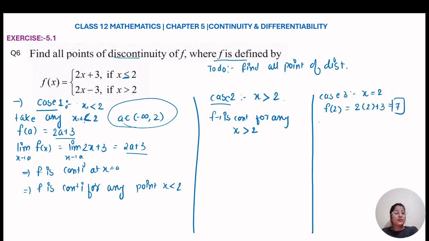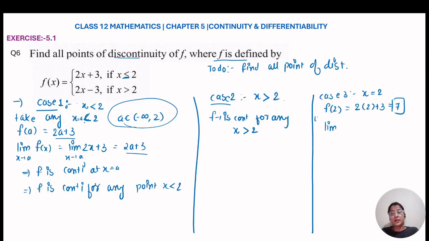Now the limit value. As you can see, we did the same thing in question number 5. The function is divided into two parts for a particular point, here this one is 2. So to find the limit, just find your left hand limit and right hand limit separately.